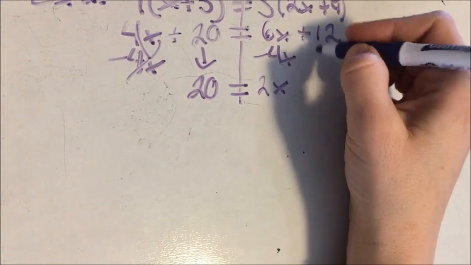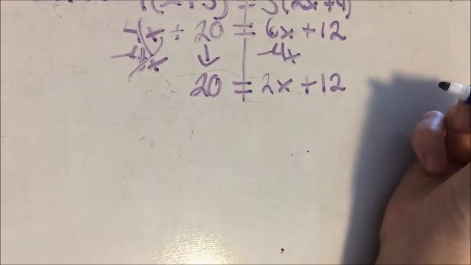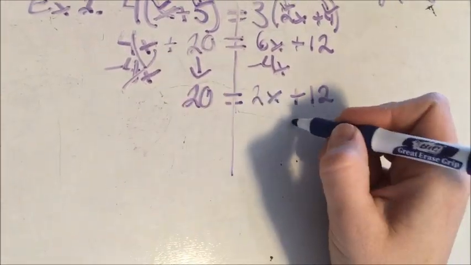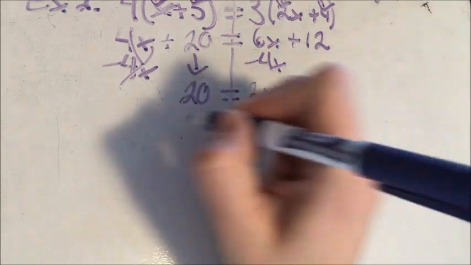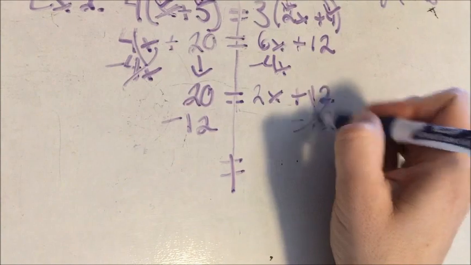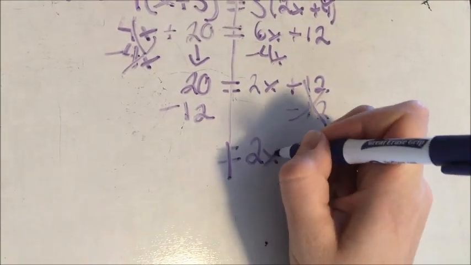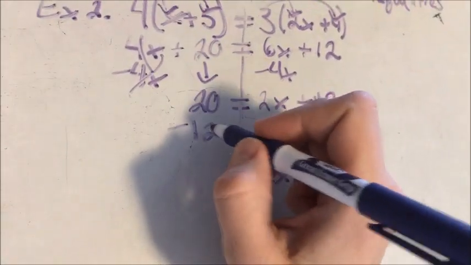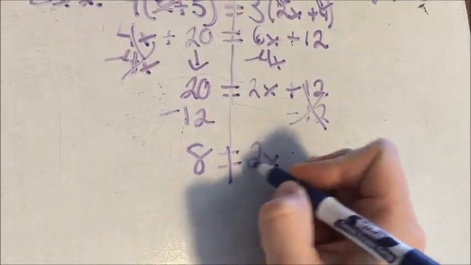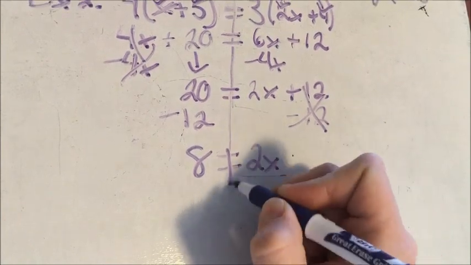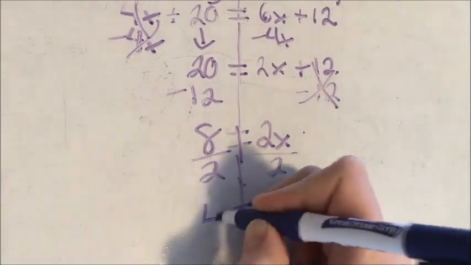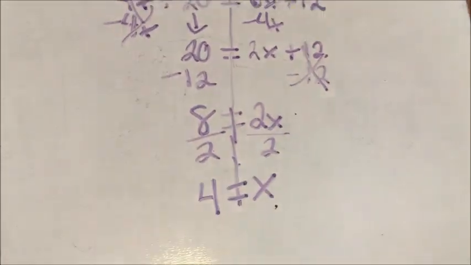Plus 12. And then I'm going to subtract 12 on both sides because I want the constants together on the same side. This is now 0. I'm left with a 2x here. 20 minus 12 is 8. I have multiplication here in between these two because they're side by side. To undo multiplication, we divide by 2 on both sides. So I have 4 is equal to x.